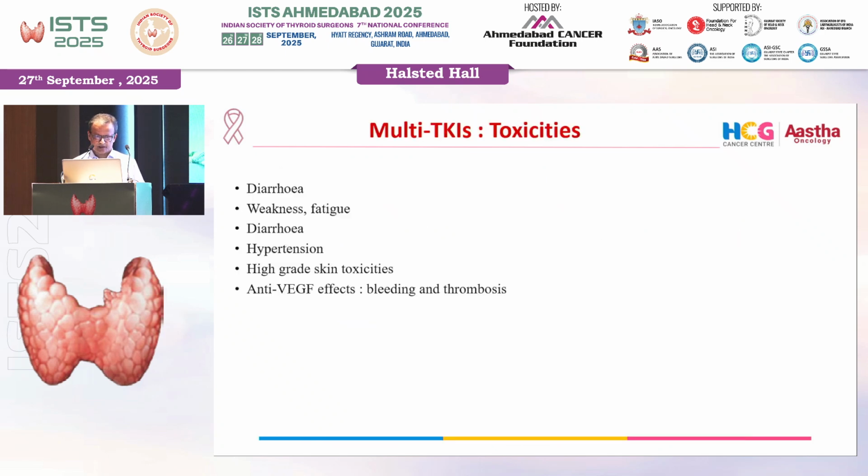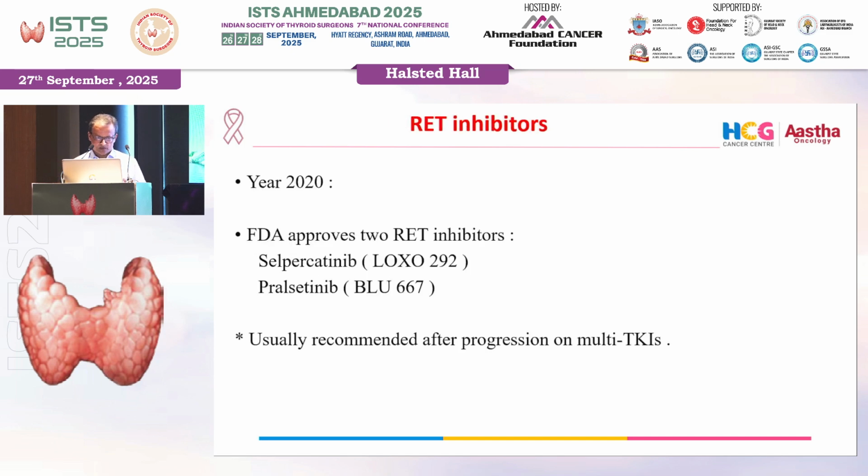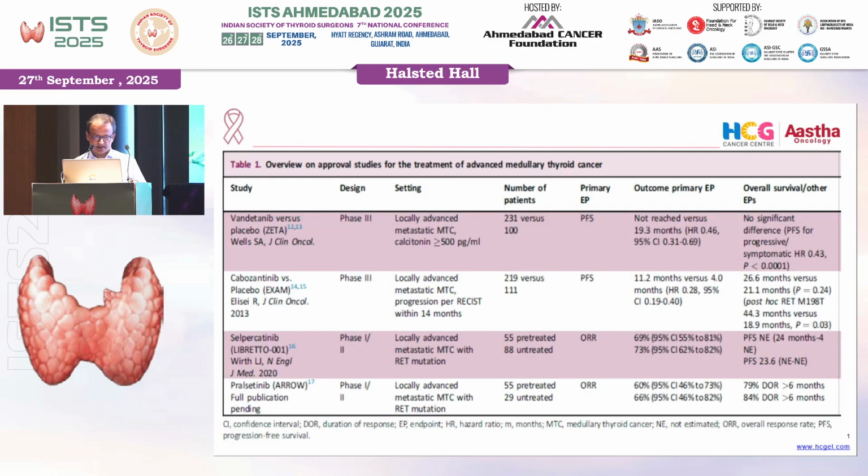Toxicities are common. Fatigue is one of the common things. So usually when the patient is on cabozantinib, we have to dig deeper into the patient's history and ask whether he is really tired or getting tired. That's very important to highlight. The 2 drugs, although they are approved by FDA in 2020, are not really available, and they are mainly used after progression, say on cabozantinib.